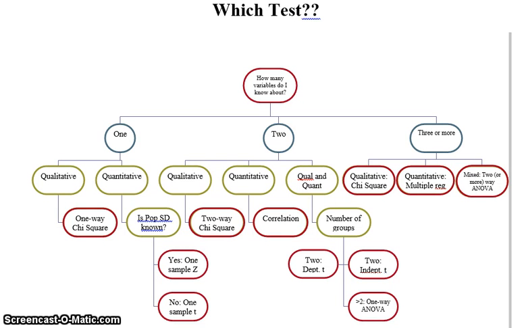This flowchart will be an important tool for you to use when writing your 6-step hypothesis tests. It will help you determine which test to use and thus which SPSS test you will need to run. The first step is to know how many variables you have. The next step is to determine what type of variables you have, if they are qualitative or quantitative.